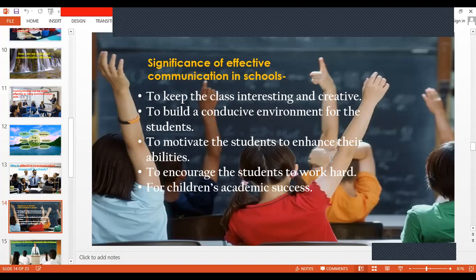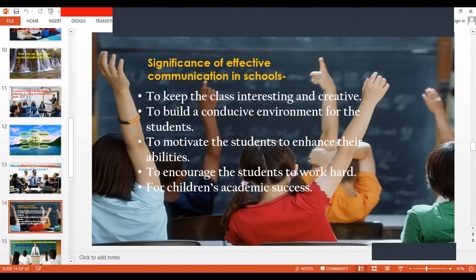Next is to build a conducive environment for the students. There will be a suitable environment for the students. There will be positive thinking in the classroom. If students have any confusion, even a single confusion, they will ask. If our communication skills are not effective, if we explain any topic even 100 times, then also the children will not understand.